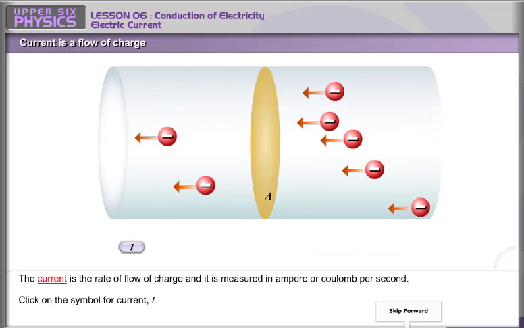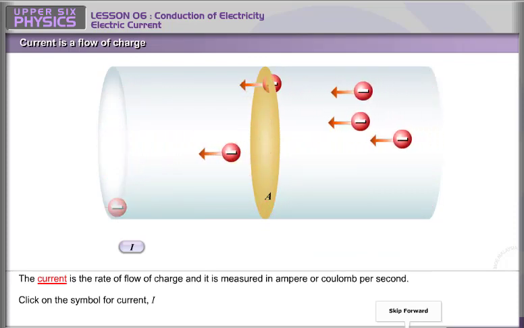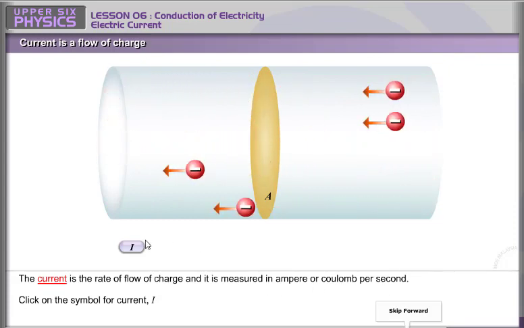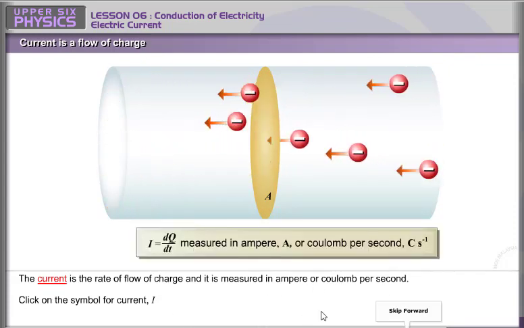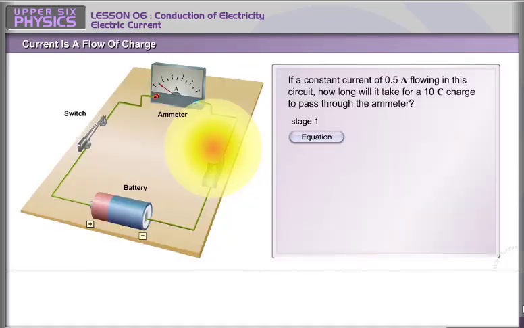The current is the rate of flow of charge and it is measured in ampere or coulomb per second. Click on the symbol for current I. Click on each stage of this worked example.